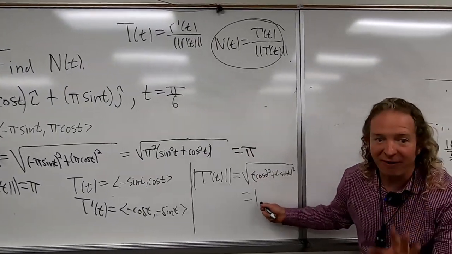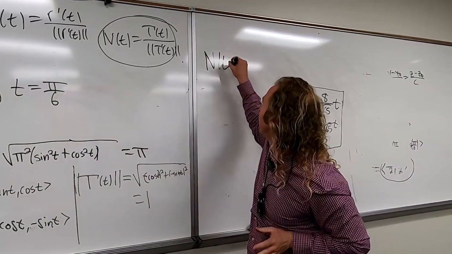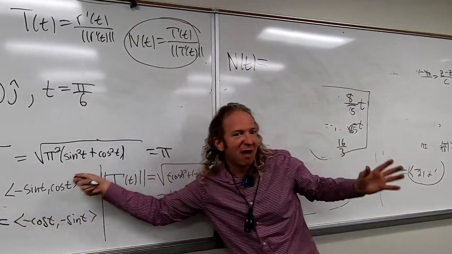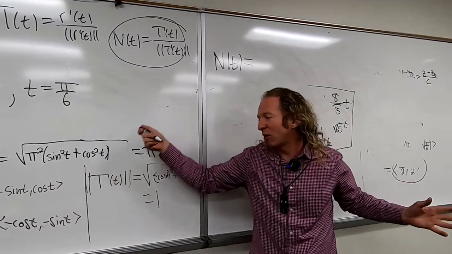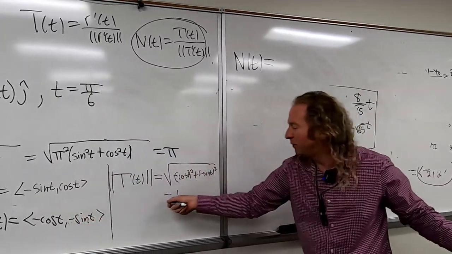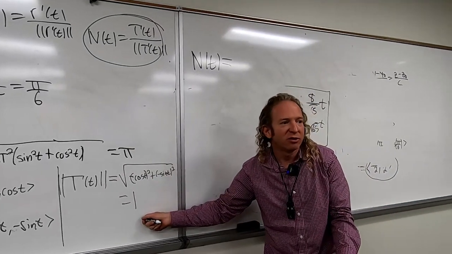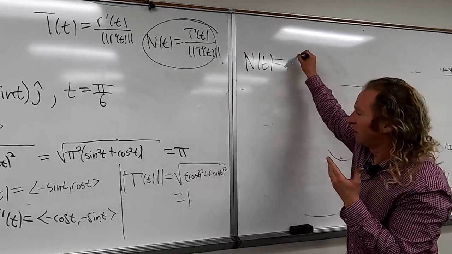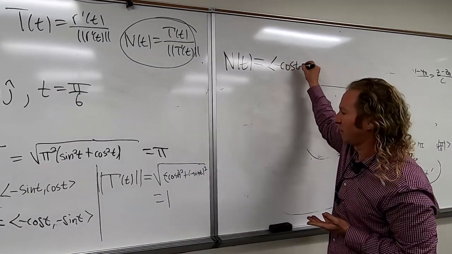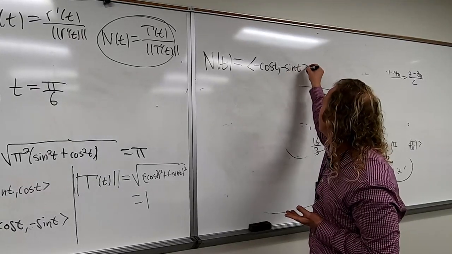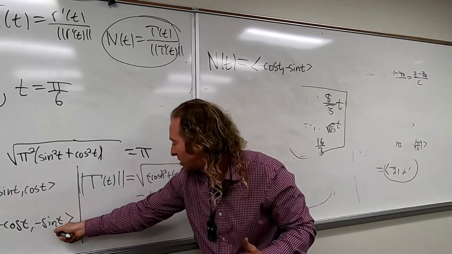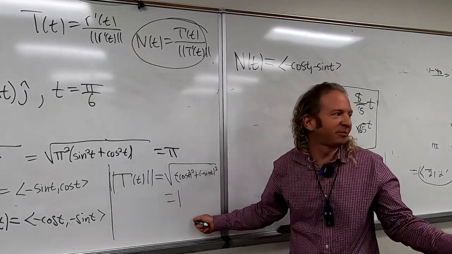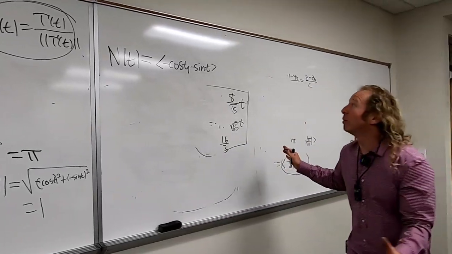So this is 1. So finally, N of t is T prime divided by the magnitude of T prime. But T prime is just this. And the magnitude of T prime is just 1. So it's just going to be the same thing. It's just going to be negative cosine t, negative sine t. So basically, we took this and divided it by this. It's so easy that it's hard, because it's always 1. So it goes away. We're almost done.